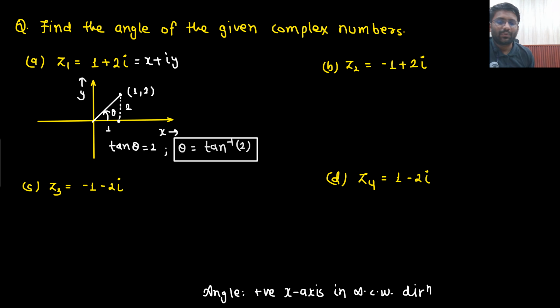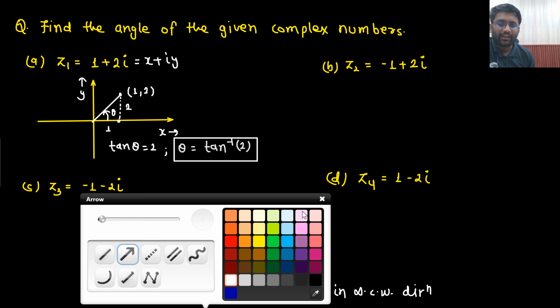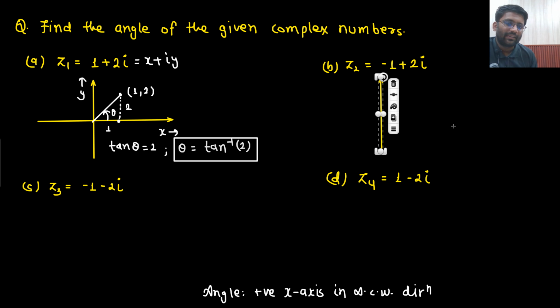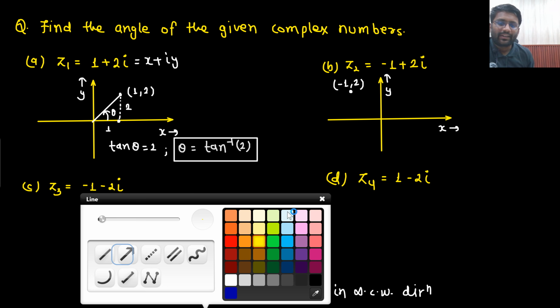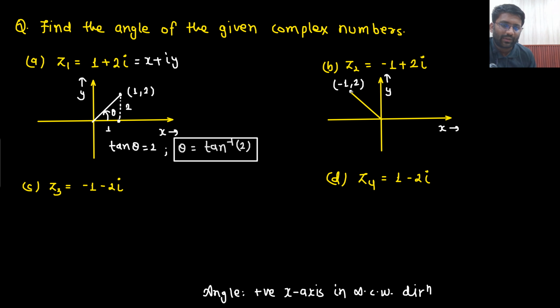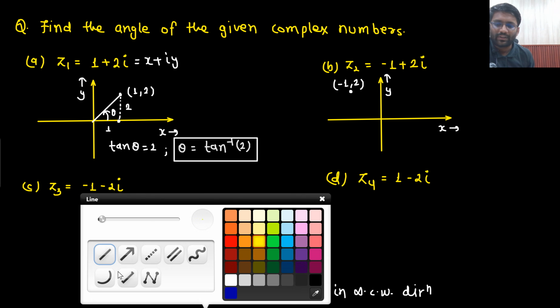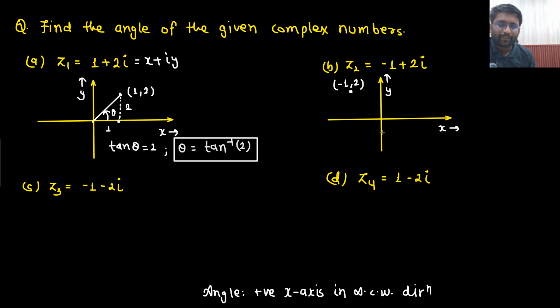What about -1 + 2i? Again, let's make the xy plane. This time the value of x is -1 and the value of y is 2 only. So the point is (-1, 2). You can make a simple line or you can make a vector as well, it's up to you. This is how I am making the line, but let's use a different color of pen.